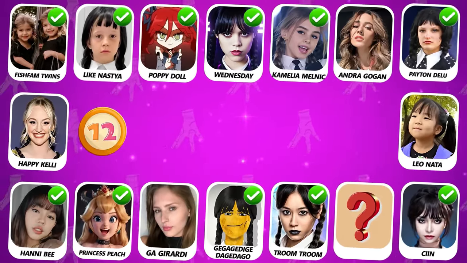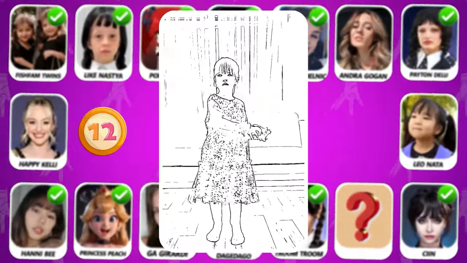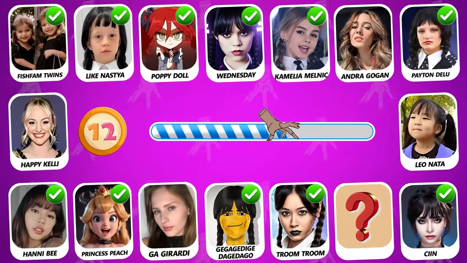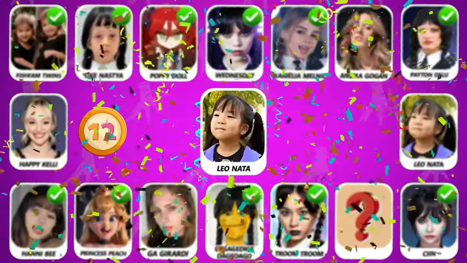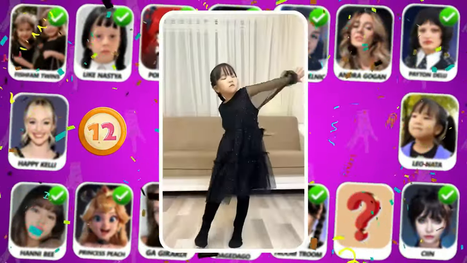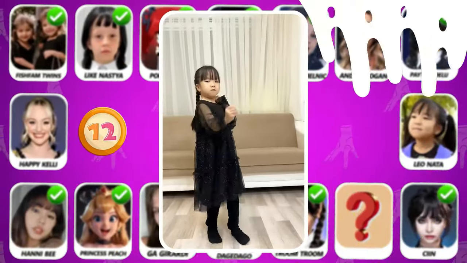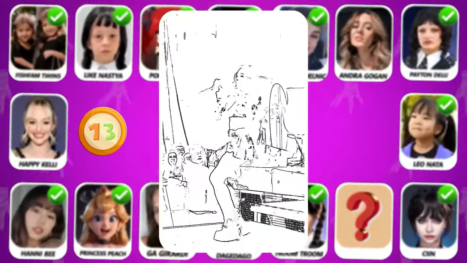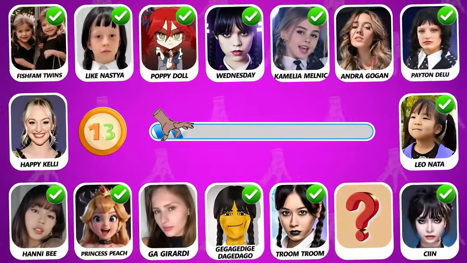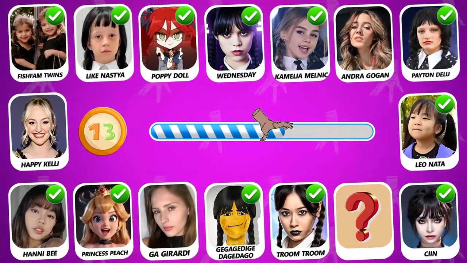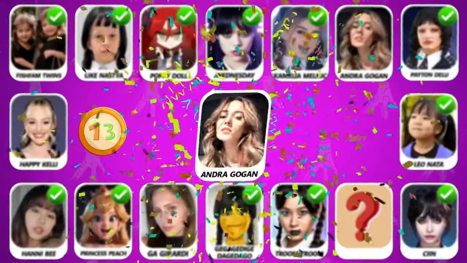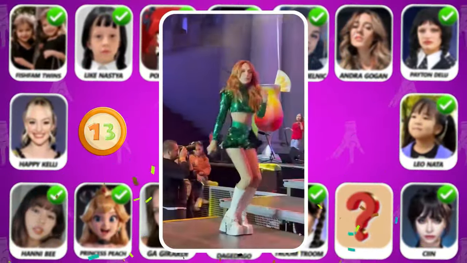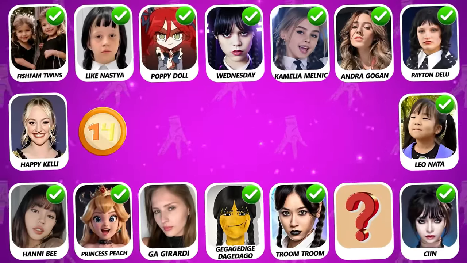Number 12. Can you guess who is dancing? That is little girl Leonata! Number 13. Can you guess who is dancing? Good guess. She is Androgogan. Number 14. Guess who's dancing?